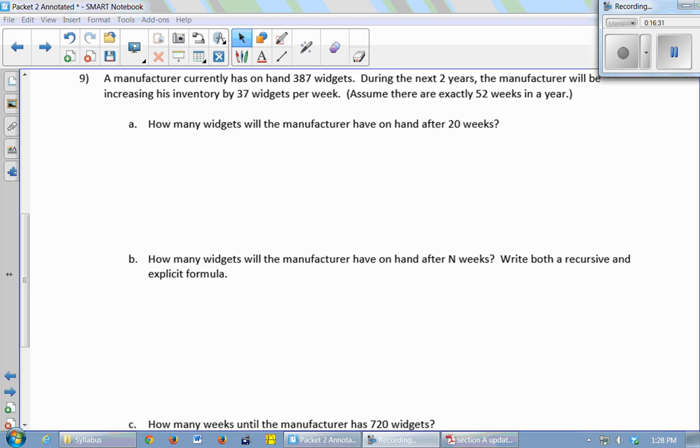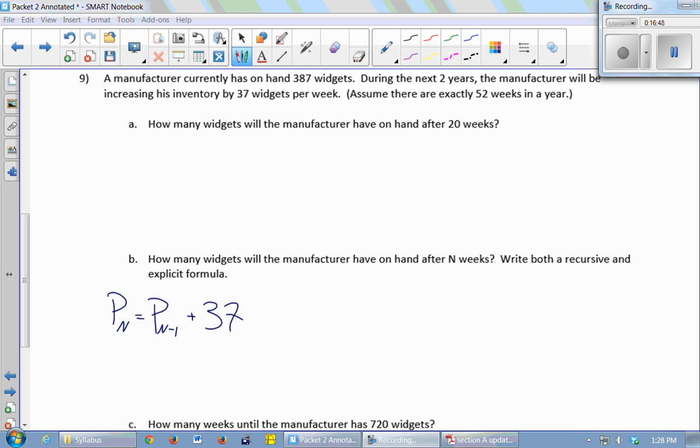1127. How'd you get that? I did the recursive method again, P sub n equals P sub n minus 1 plus 37. Okay, so you used the recursive formula. You came up with a formula first. Correct. Some people are much more comfortable writing the formula first and then using it to answer this question. Some people like to answer this question and then use that information to help them write a formula. Totally personal preference which one you do first. And you need your P0 of 387, because that's actually the plug-in for your P sub n.